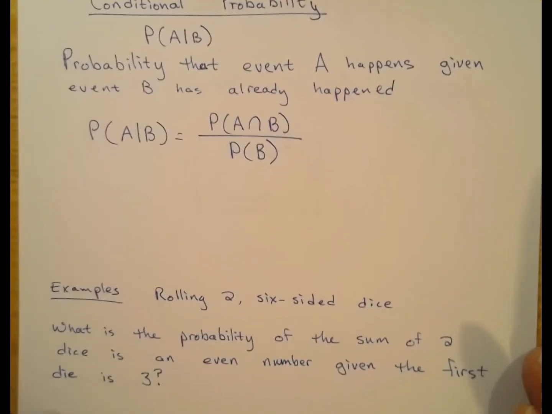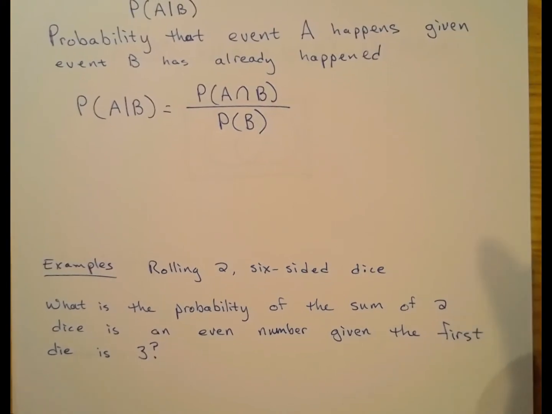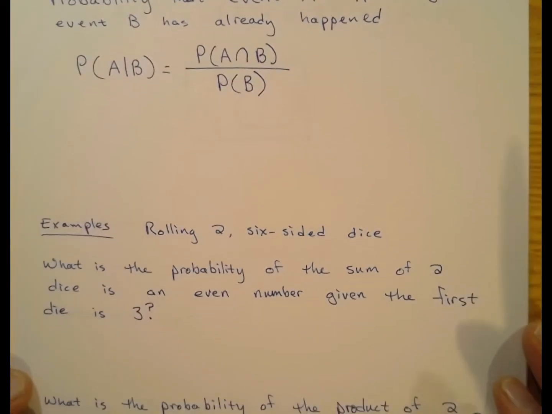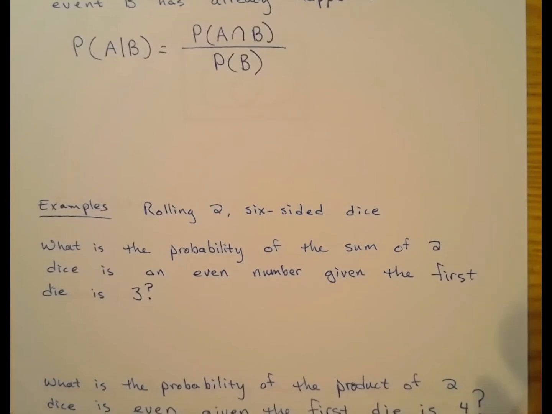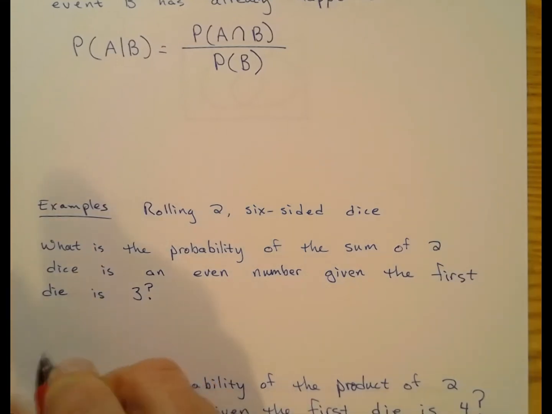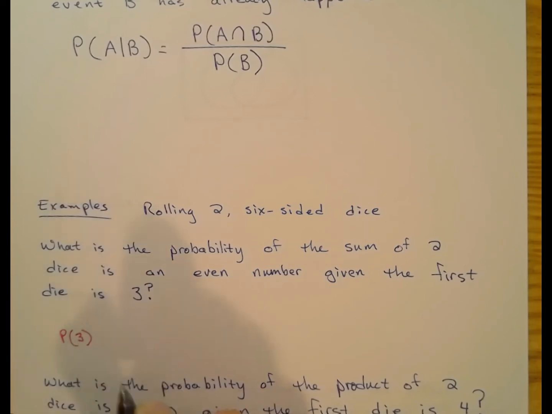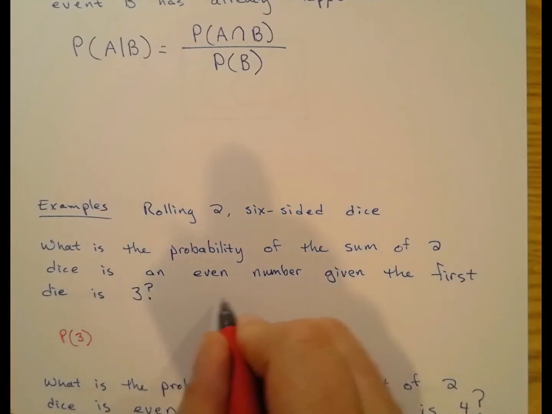So let's take a look at an example here. Rolling two six-sided dice, what is the probability that the sum of the two dice is an even number given that the first die is 3? So the first die is 3. That's like our event B. Let's take a look at our sample space in a second. So basically, let's define the two events here.